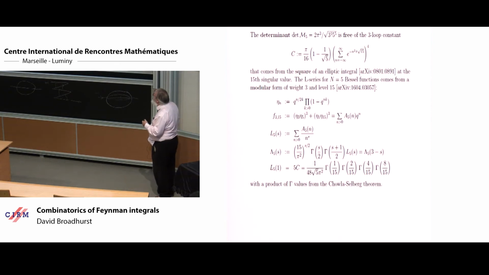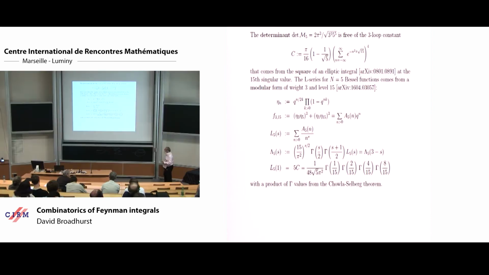And it's at the 15th singular value, and there's a beautiful theorem called the Chowla-Selberg theorem that says the elliptic integrals at any singular value are products of gamma values. And we saw an example of that yesterday in Inesh's talk, because the quantum field theory gives you a cusp anomalous dimension. She had a Stokes parameter, remember the guy who described turbulence, which involved the square of gamma of a quarter, and the evaluation of that as an elliptic integral was the origin of Gauss's discovery of the arithmetic-geometric mean. So there's lots of mathematics in that.